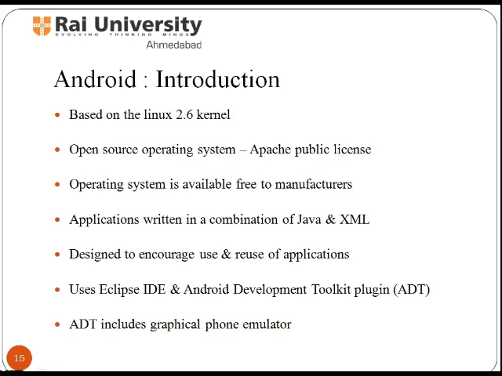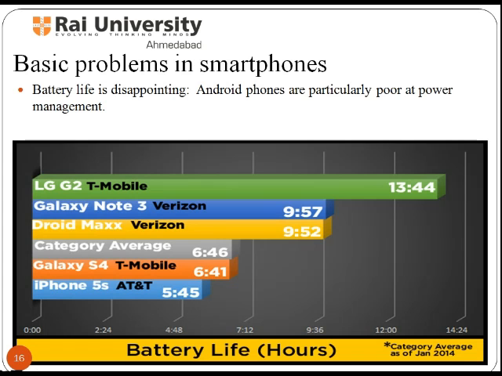It is based on the 2.6 kernel. Operating system is available free to manufacturers. Applications are written in a combination of Java and XML. Designed to encourage use and reuse of applications. ADT includes graphical phone emulator.